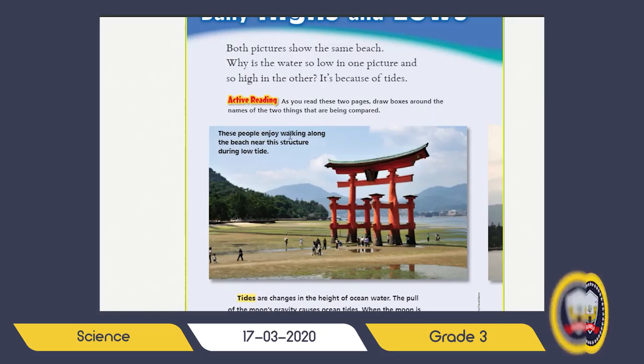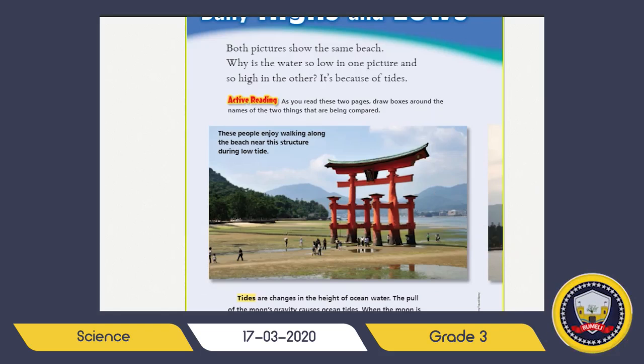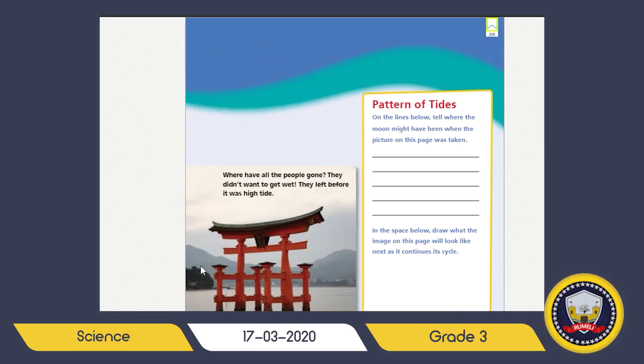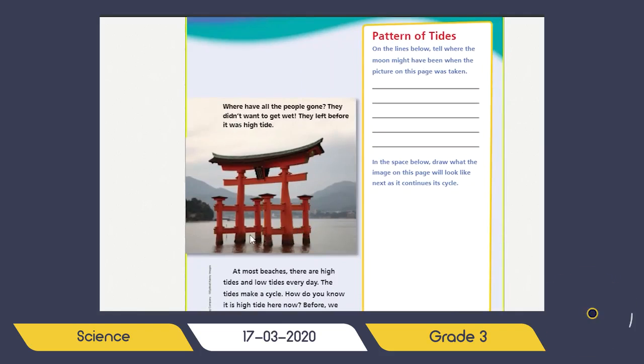These people enjoy walking along the beach near this structure during low tide. Well, it's a beautiful landscape and people are walking easily without any problem. And where is the water? There is no water. Here is the shore, and it looks like a kind of river or lake. By looking at this picture, we will see that, oh my God, look at the sea level. The water is high. And where are those people? Where have all the people gone?